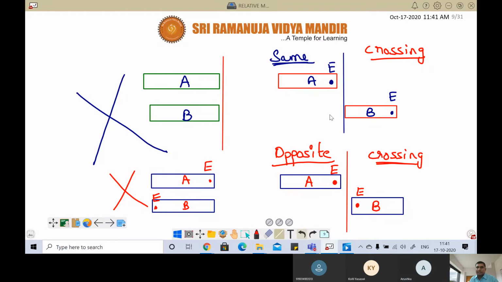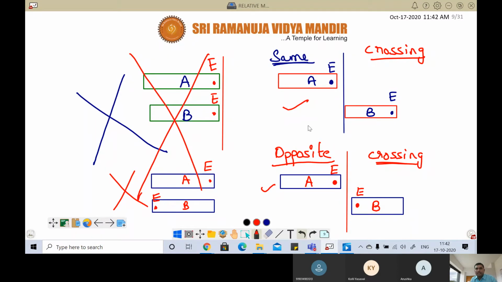Same direction means like this. Opposite direction means like this. These are wrong. Please remember this one. It's very, very important. This we should not draw. Suppose here the engine, same direction. Opposite means like this. This you should not draw. These are the correct diagrams. And within this, for the same direction, you have to be careful.